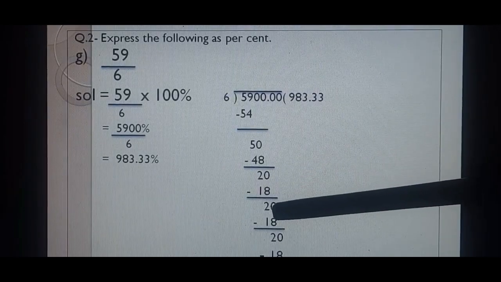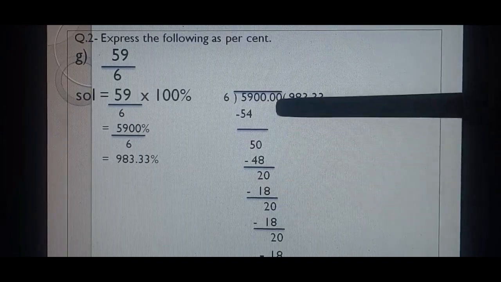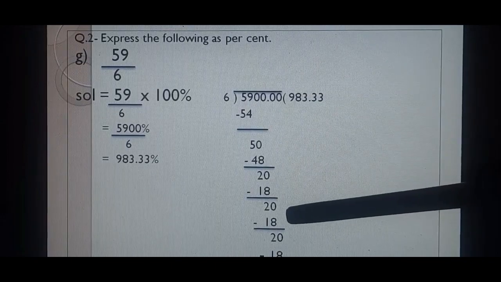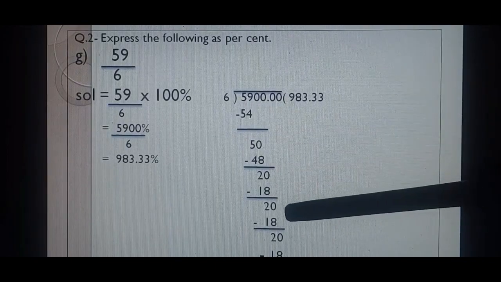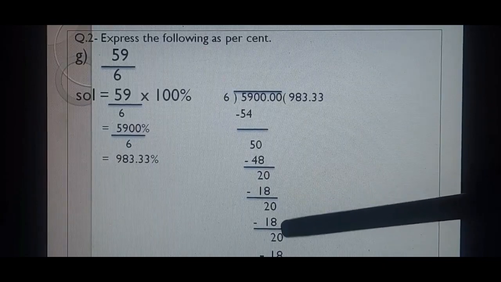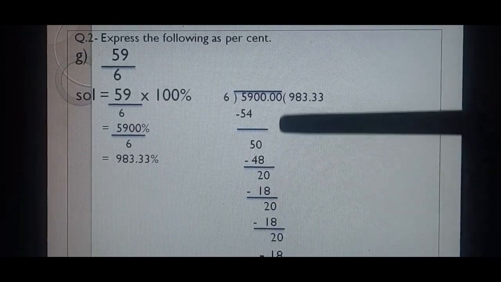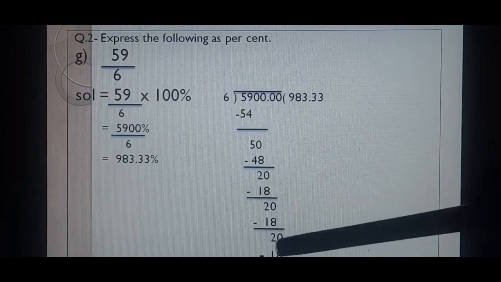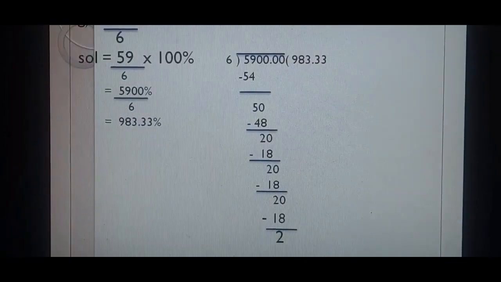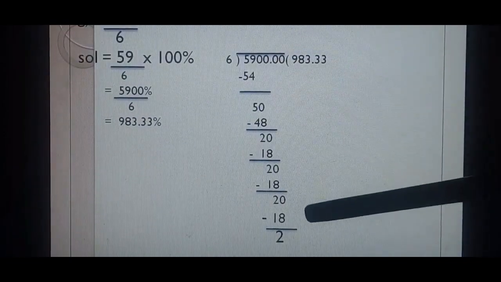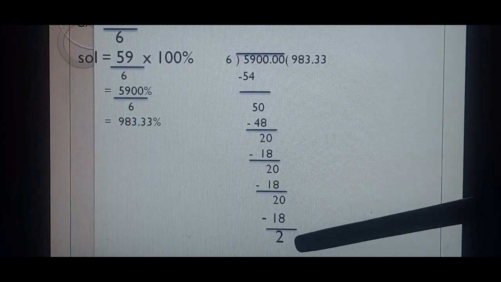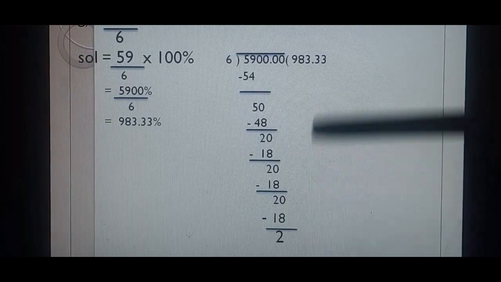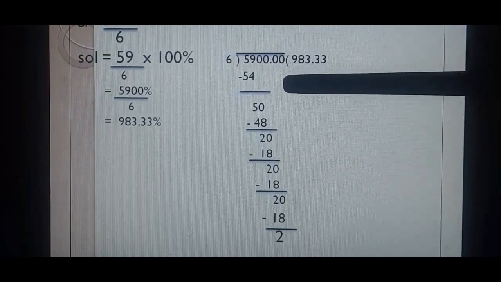Now 2 is the remainder, and we will put a decimal and consider 0. Now take this 0, 2 will become 20. 6 3s are 18. Then 10 minus 8, 2. 1 minus 1, 0. One more 0 we will take in our dividend. Again the number has become 20. Again 6 3s are 18. 20 minus 18, 2. Again it is a recurring number. In each step we are getting 2 as a remainder.